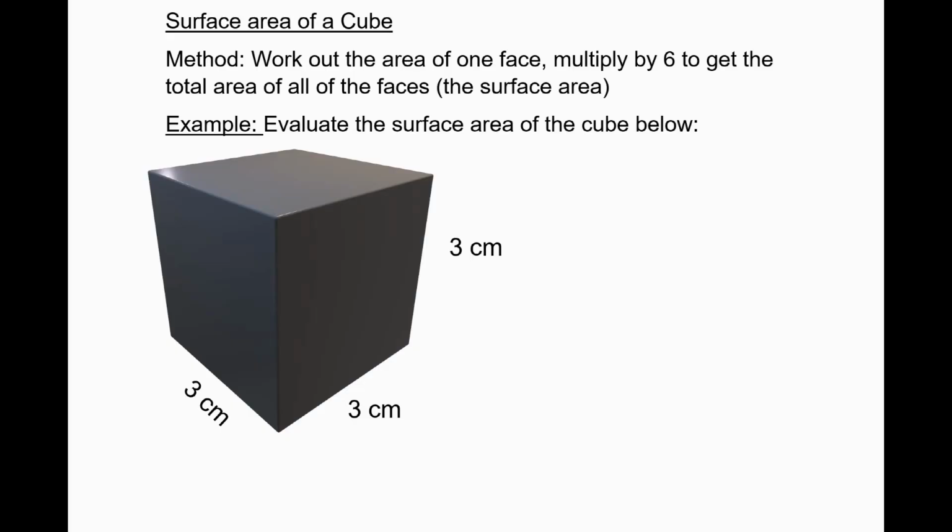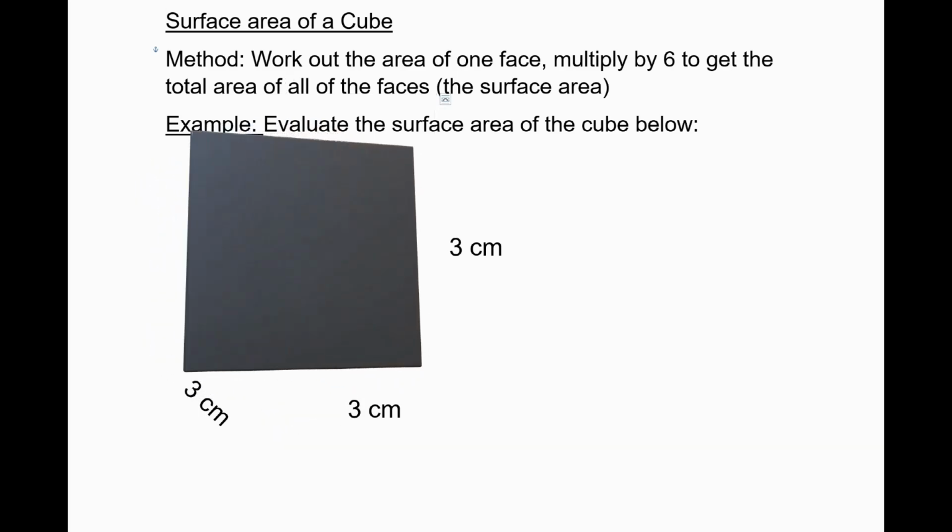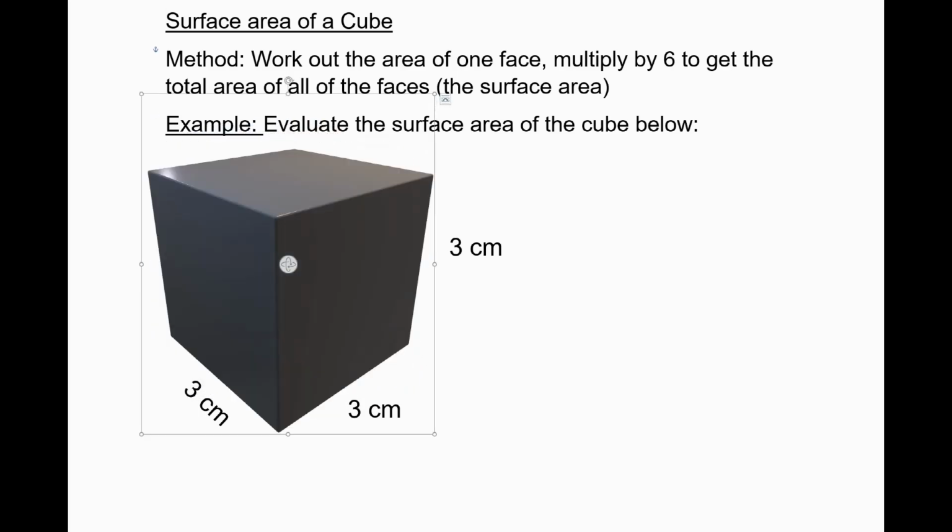To work out the surface area of a cube, we need to work out the area of each of the faces and add them up. But because a cube has identical faces, all the faces are squares, you can see they're all identical squares. Because of this, we could just work out the area of one of the faces, which we know is going to be a 3 by 3 square in this case.